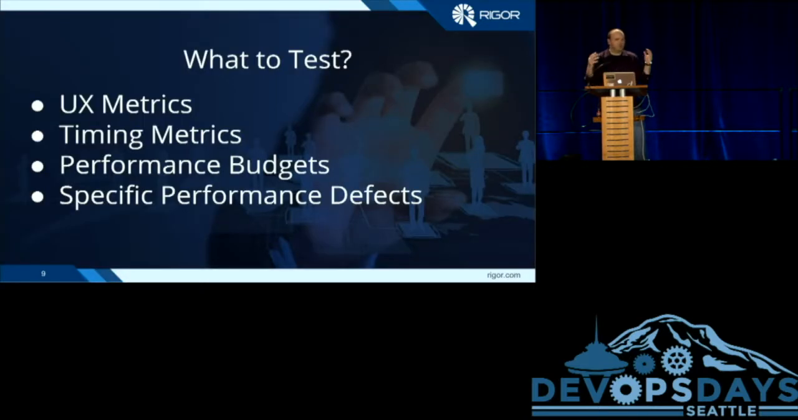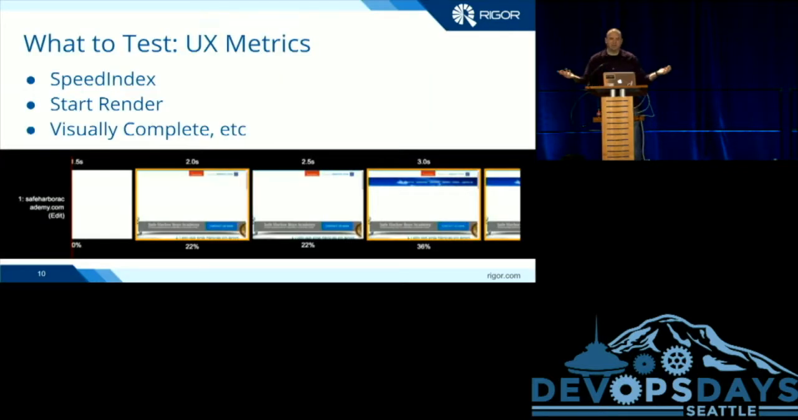So if you're going to be doing performance testing to make sure that you don't create problems in production, what should you be looking for? I'm a big fan of user experience metrics, timing metrics, performance budgets, and specific defects. So let's talk about each of these. What do I mean by UX metrics? I mean things that are essentially the rendering and what the user is experiencing.